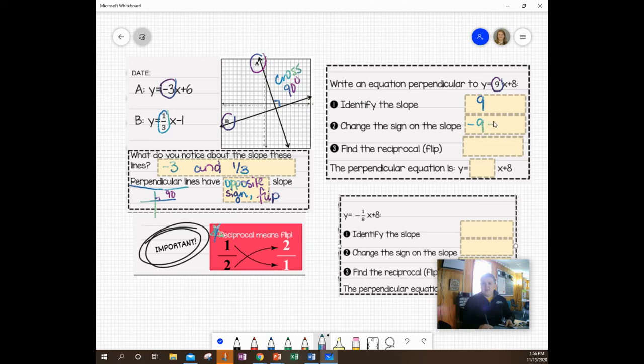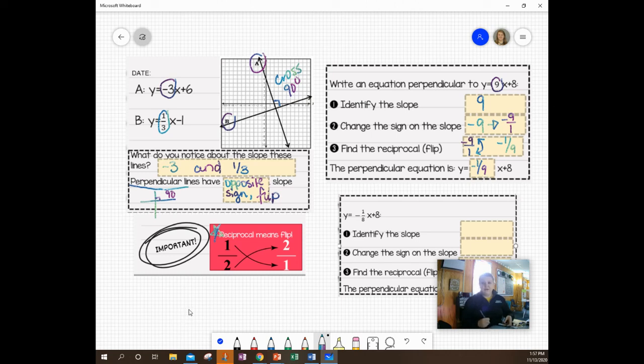Now, something important to know is I can write -9 as -9 over 1. Any whole number I can put over 1 without changing its value. And now my last step is I'm going to flip it. So instead of having -9 over 1, I'm going to find the reciprocal, and it's going to be -1 over 9. So -1 over 9 is going to be my perpendicular slope.